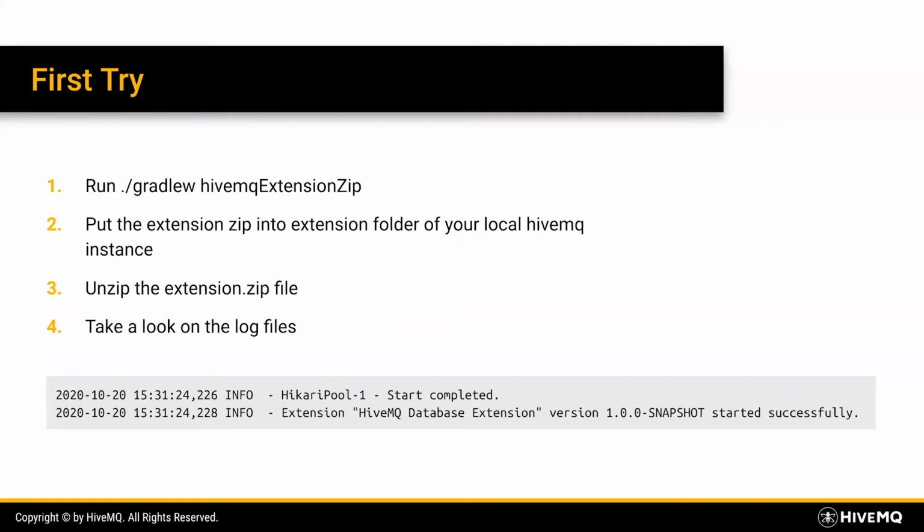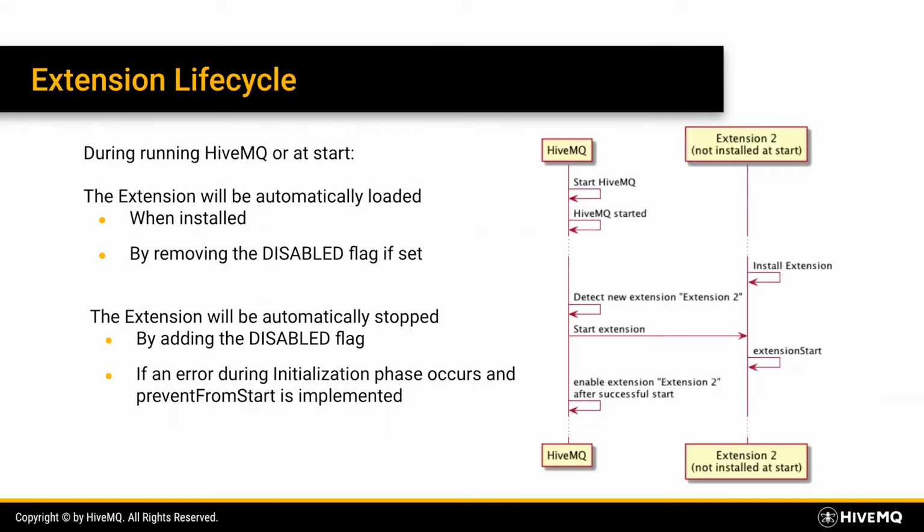If your HiveMQ is running, then you can take a look at the log files. If not, you have to start HiveMQ. If everything is fine, you should see in your log file these two lines where we see that our connection pooling is started. And then HiveMQ will log the information that our extension, with the name that Georg gave the extension, the HiveMQ database extension, is started successfully. And that's fine then. So, let's take a short look at our extension lifecycle.